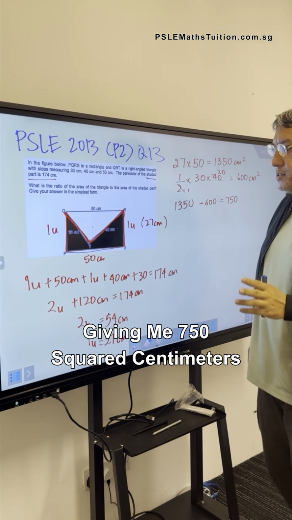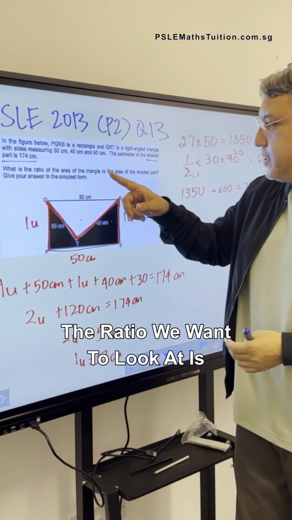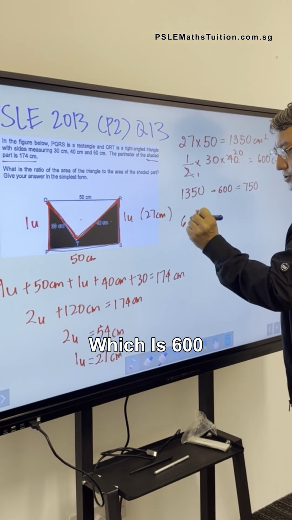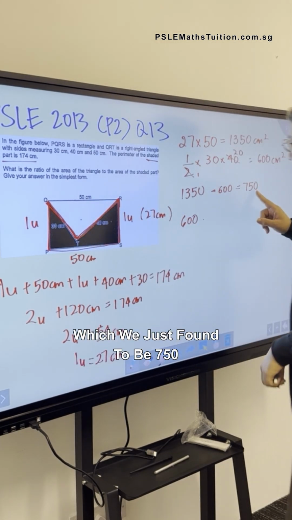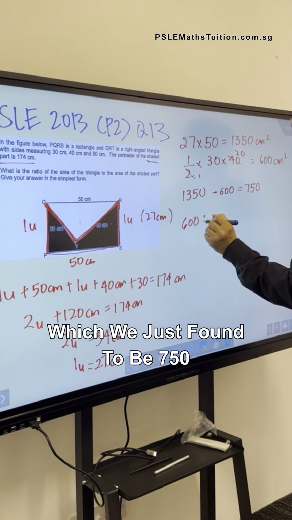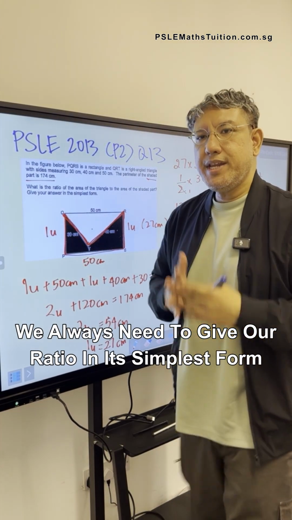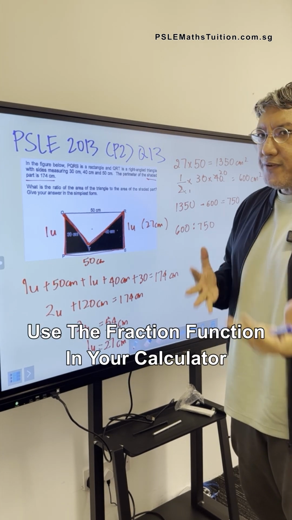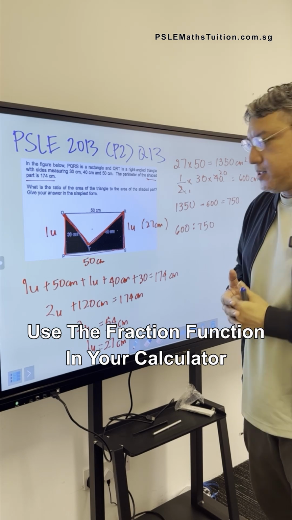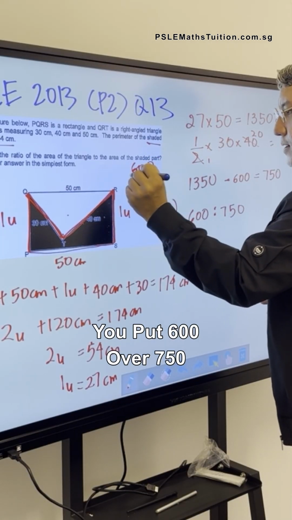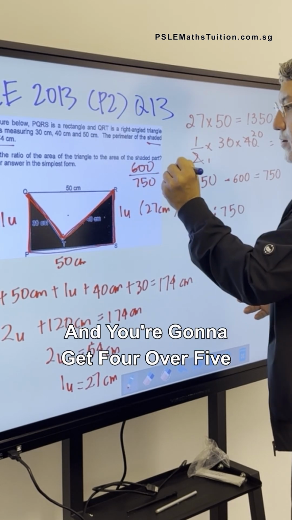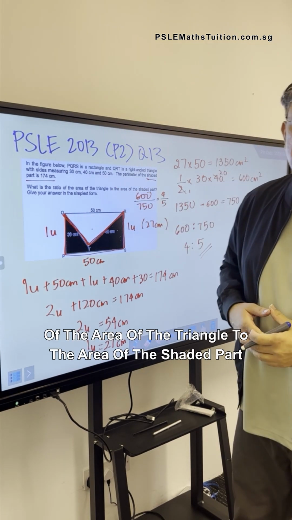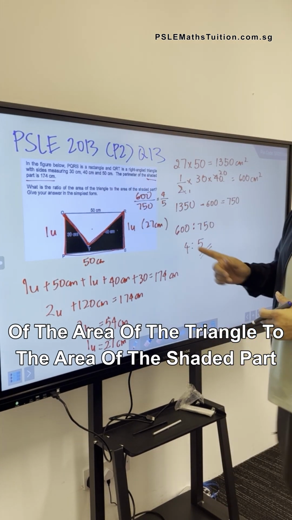750 square centimeters. The ratio we want to look at is the ratio of the area of the triangle, which is 600, to the area of the shaded part, which we just found to be 750. We always need to give our ratio in its simplest form. Now, how do we do this? Well, the trick is to use the fraction function in your calculator. You put 600 over 750 and you're going to get 4 over 5, and that's our answer for the ratio of the area of the triangle to the area of the shaded part.